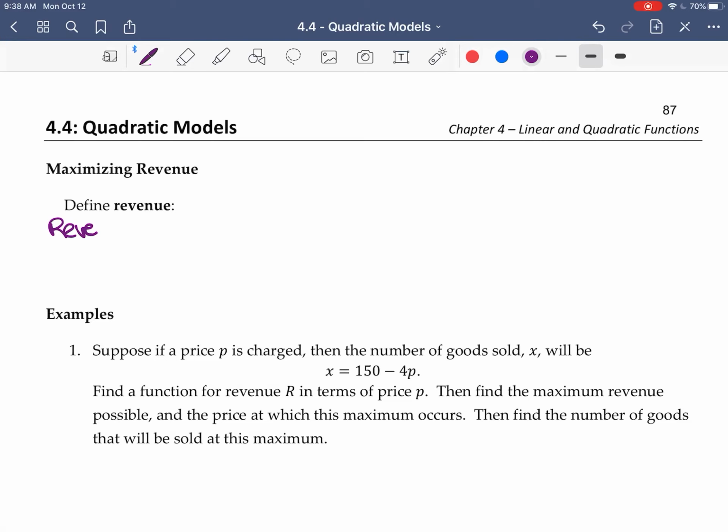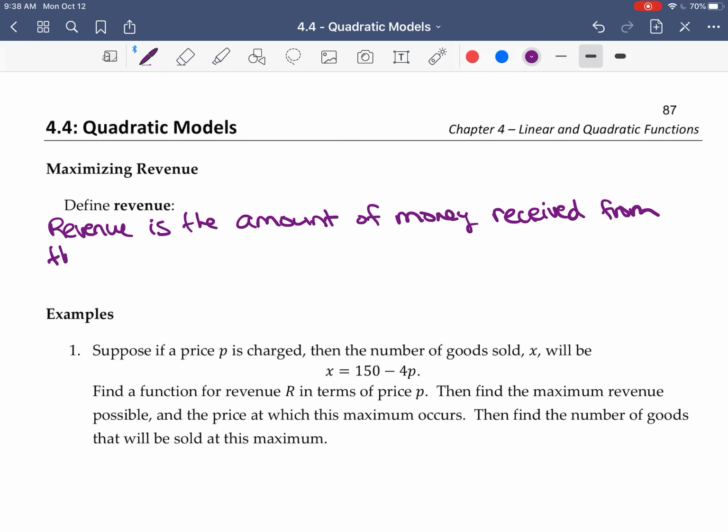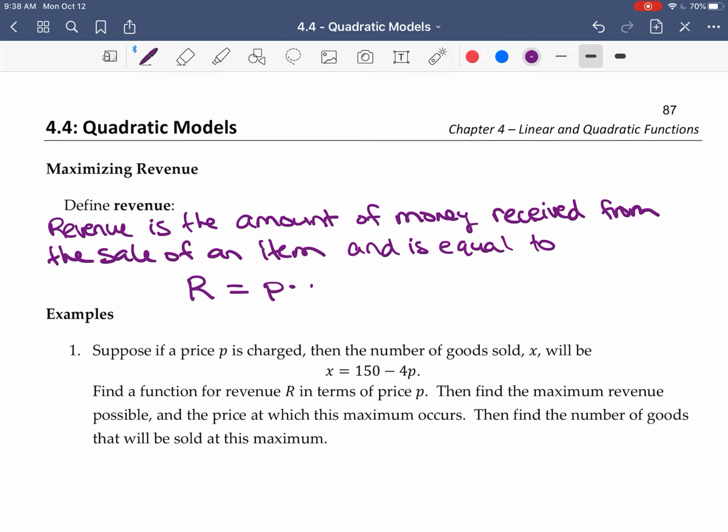Revenue is the amount of money received from the sale of an item, and is equal to, we normally call it R, and we normally say it's equal to P times X, where P is the price per item, and X is the number of items you sell. So the revenue is the amount that you make on all your items.